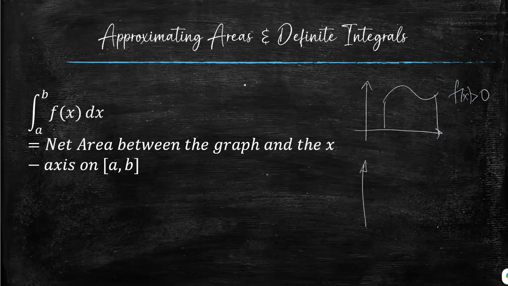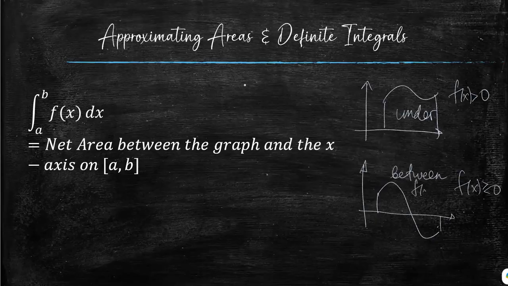Now that the function could be positive or negative, right? We don't use the word under, we use the word between the f of x and the x-axis, right? So the net area between the graph and the x-axis is exactly what this integral represents.